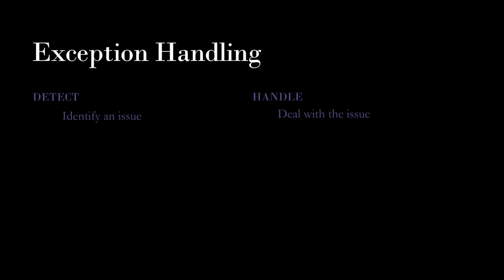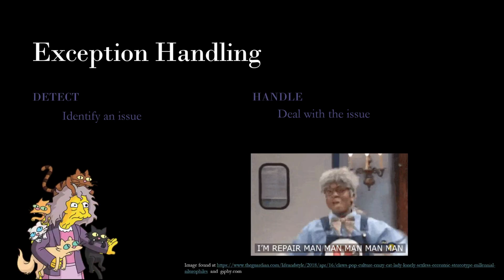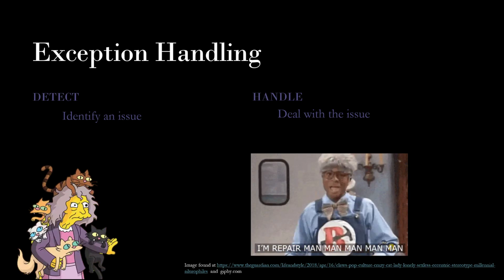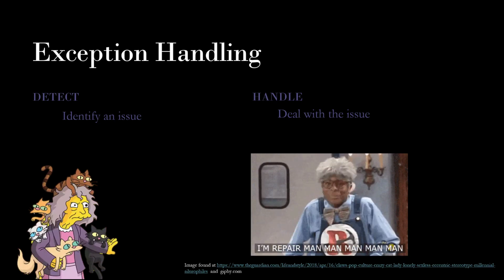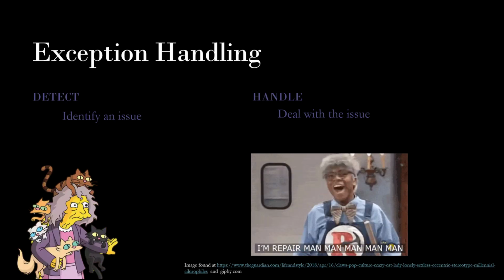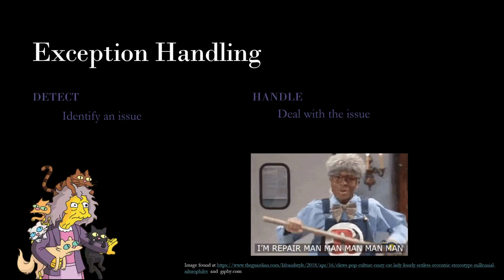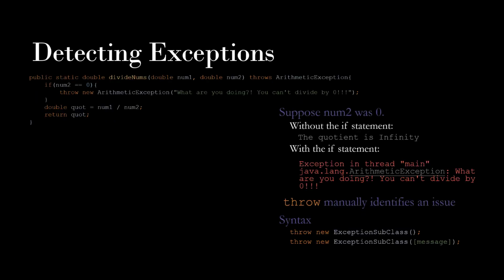So exception handling comes in two parts: detecting and handling. Detecting is where you're identifying an issue, and handling is where you're dealing with the issue. And really the idea is that these aren't usually in the same location. Oftentimes they could be in two separate locations. So you have a method that detects that there is an issue, and then when it's used, that's when it's handled. We'll talk about both of those as we go along.